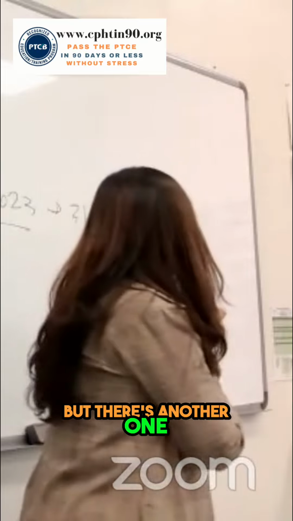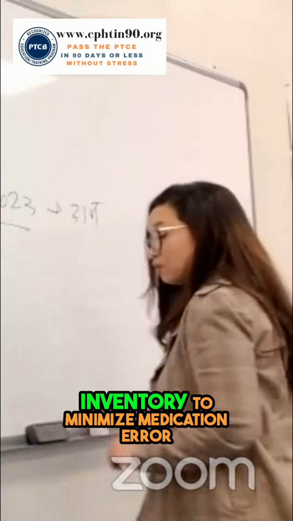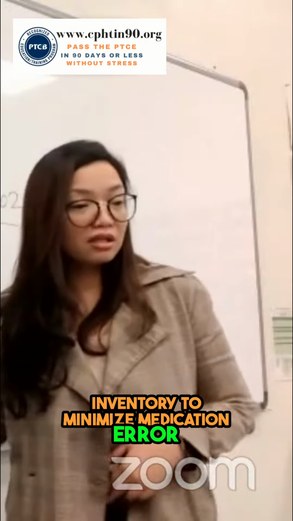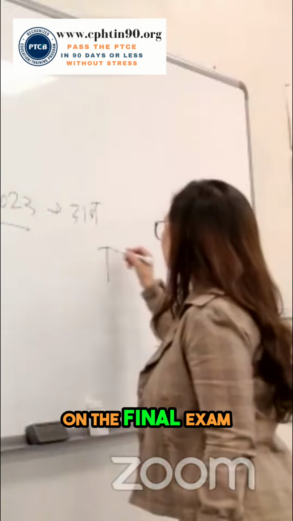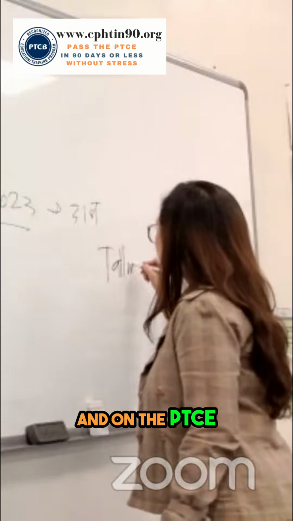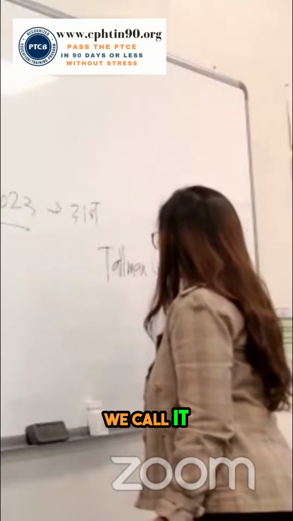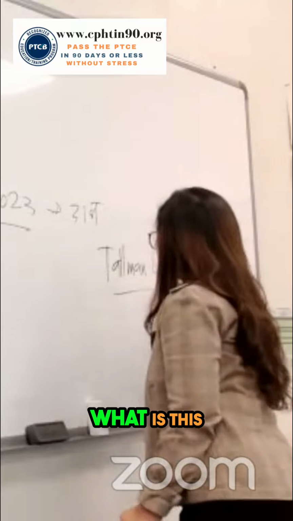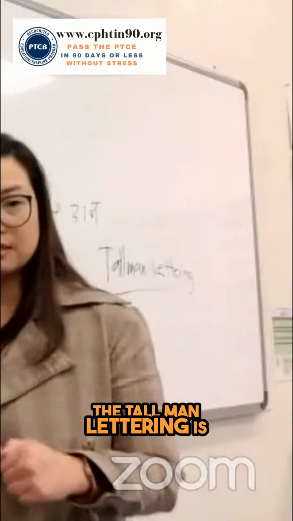But there's another one that we use in inventory to minimize medication error. It always comes up both on the final exam and on the PTCE. We call it the tall man lettering. What is this? Can you explain what the tall man lettering is?